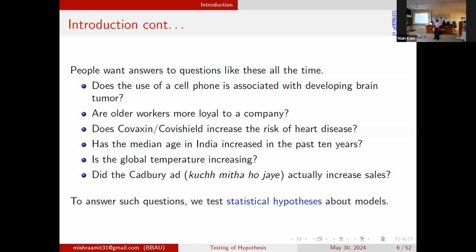Has the median age in India increased in the past 10 years? Or is the global temperature increasing? You know what is going on these days.